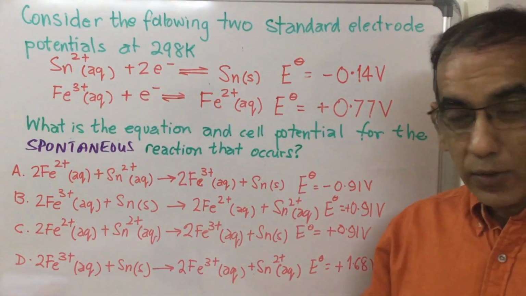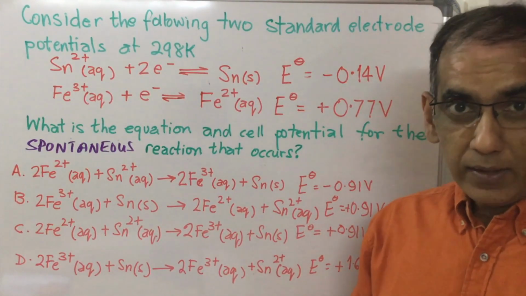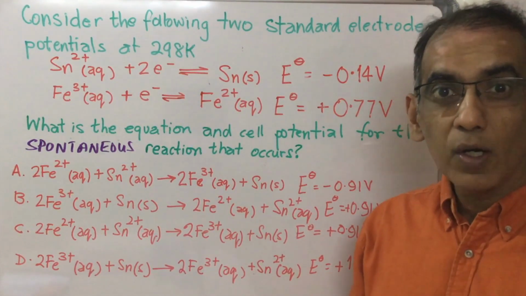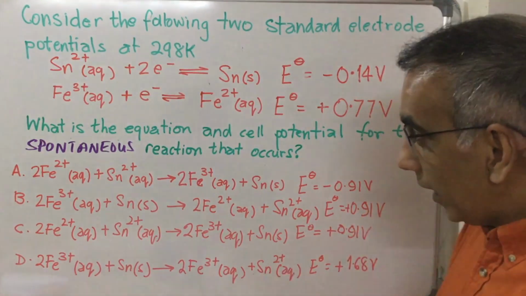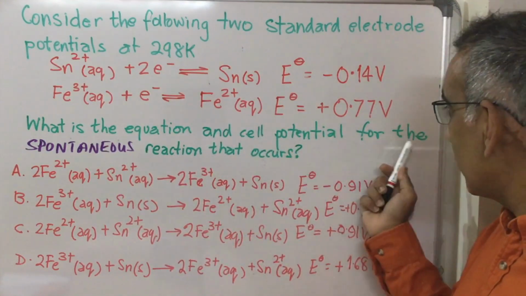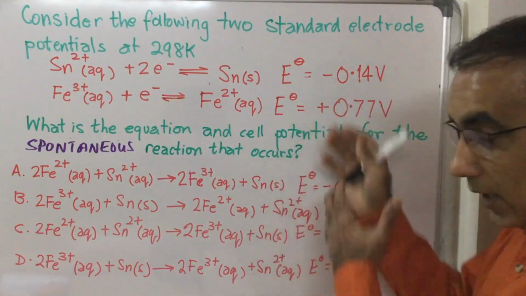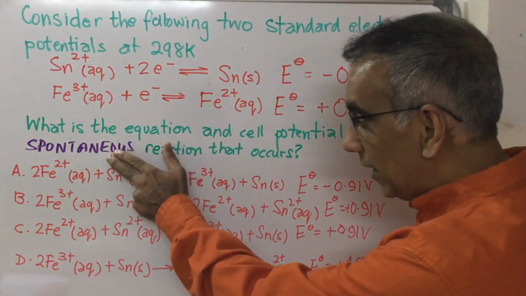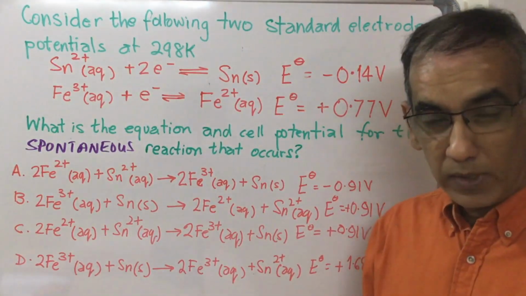But when you put two entities together in a reaction or in a voltaic cell, then one species needs to be oxidized and the other one needs to be reduced. But here, the question is, what is the equation and the cell potential for the spontaneous reaction that occurs in this cell? Now, I've put spontaneous here in capital letters because it's one of the key terms in this question.